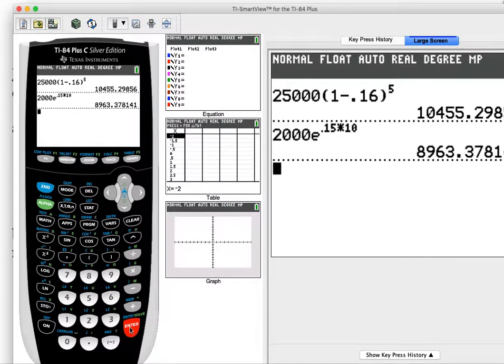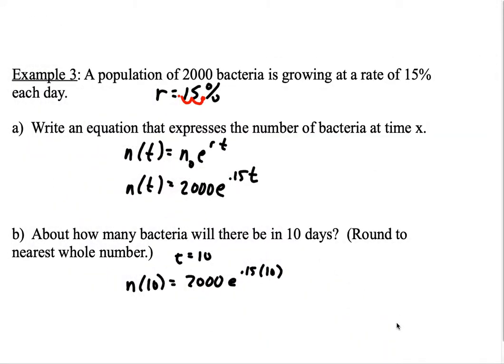So we're getting 8,963. That 3 in the tens place is not going to round that up. So when we're talking about a population, we usually round it to the nearest whole number, and that's what it says in the instructions too. So we're going to say 8,963 bacteria.